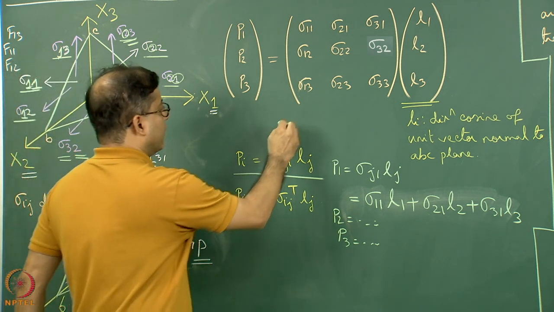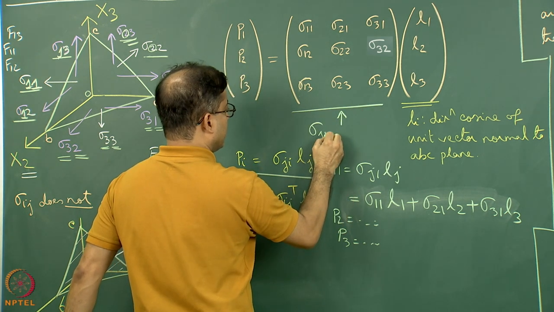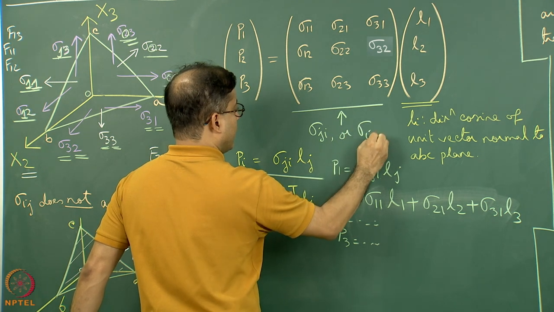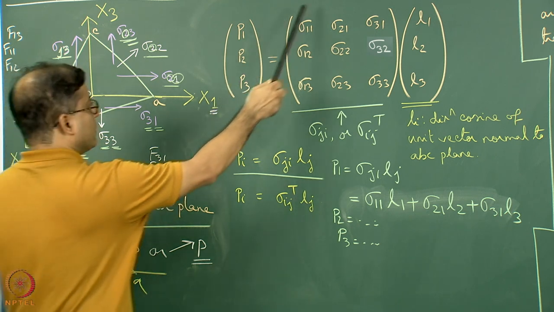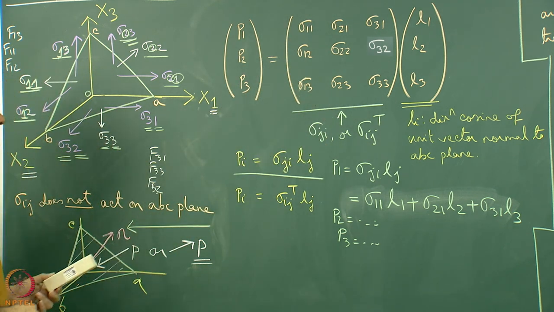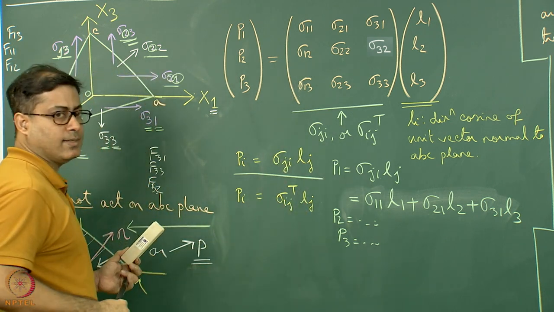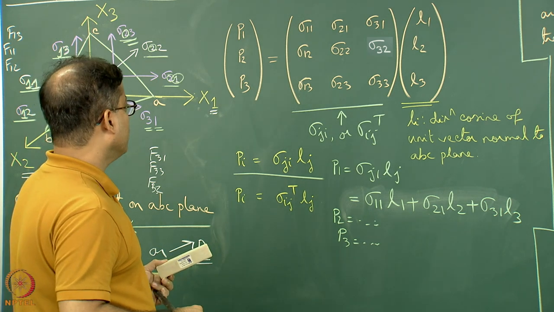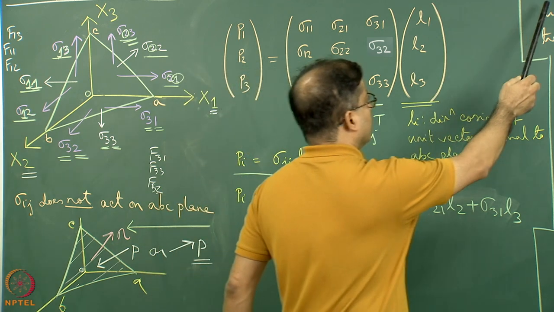So here basically we have called this matrix sigma ji, or we can write it as sigma ij transpose. In some books, this matrix has been called a stress tensor, and sometimes its transpose has also been called a stress tensor in other literature. Now, having said this, let us think about this one.